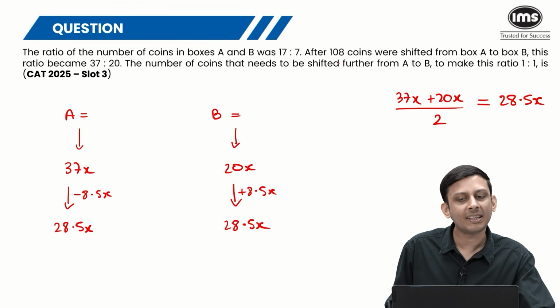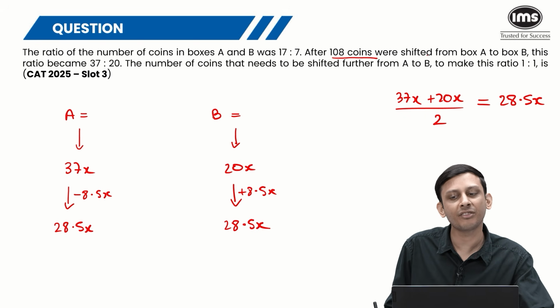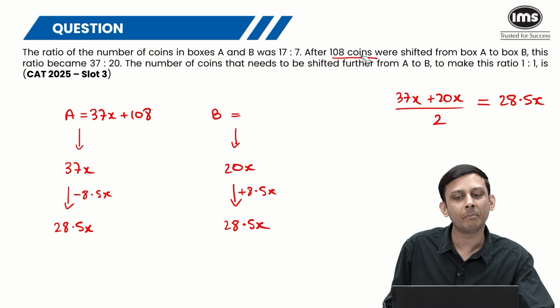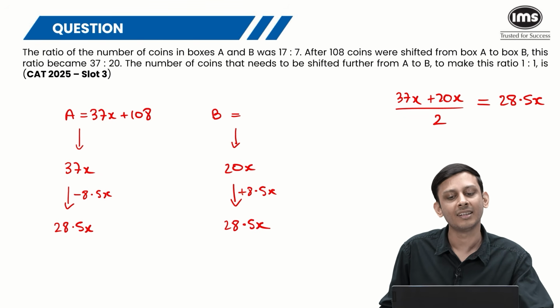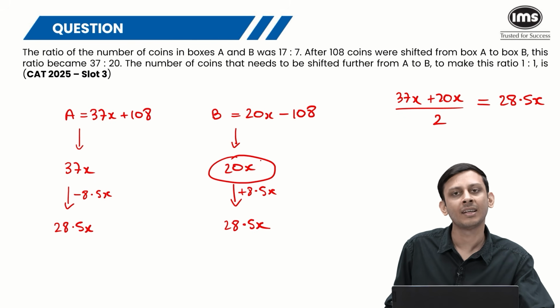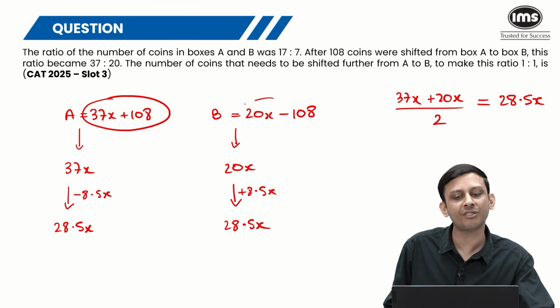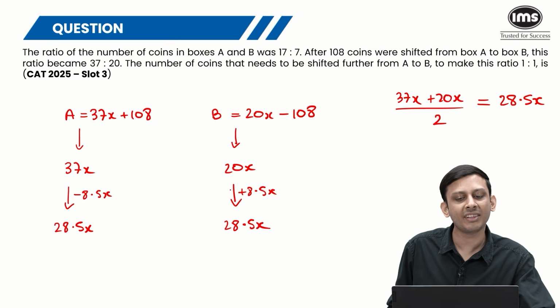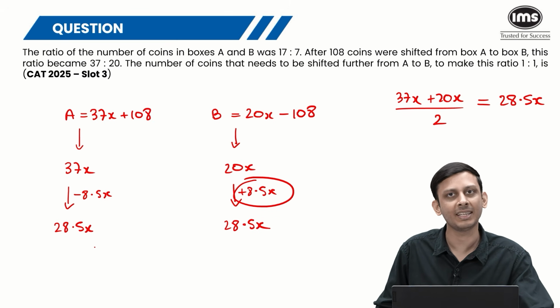And now, at the beginning, whatever we had in A, that was reduced by 108. 108 coins were shifted from A to B. Then we got 37x. So initially, A must have had 37x plus 108. Similarly, B, the number of coins were increasing by 108. After the increase, we got this. So before the increase, we would have had 20x minus 108. And then what we can do is we can say that these two values, initial number in A and B, are in the ratio 17:7. And we can solve that equation. We can get the value of x. And then we will just have to calculate 8.5x. That will be the answer.